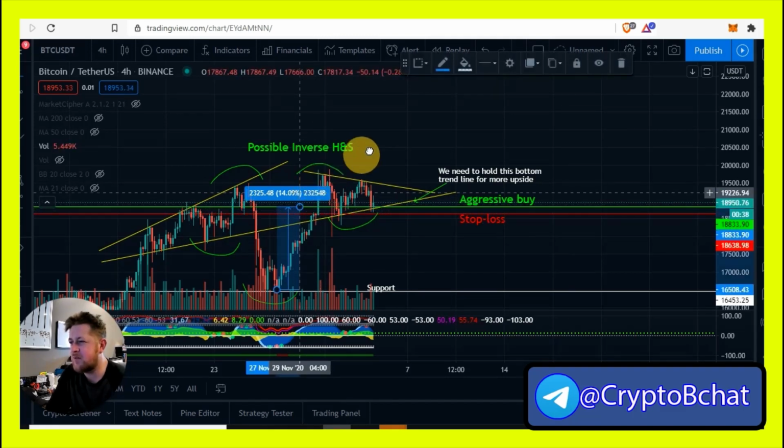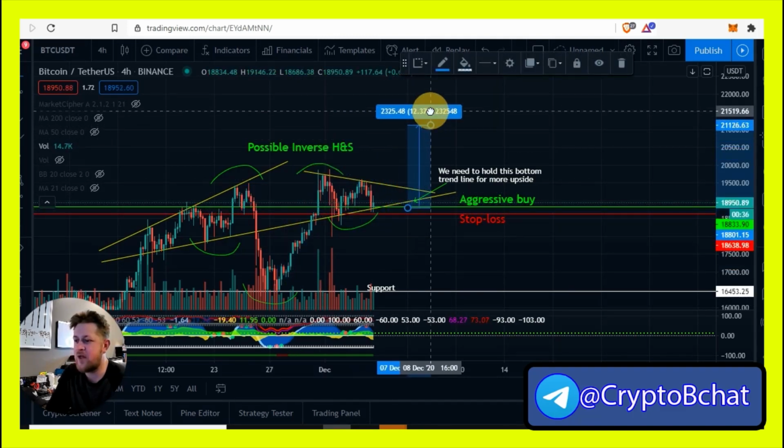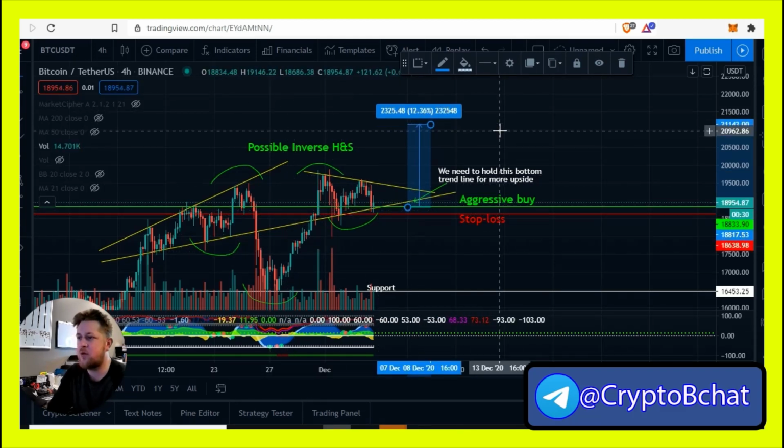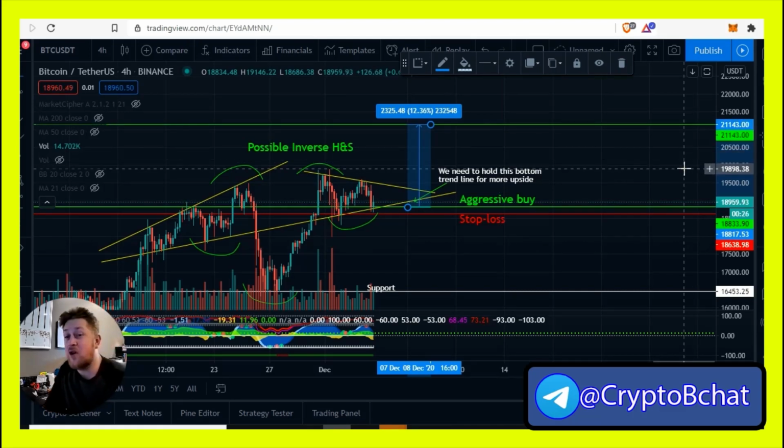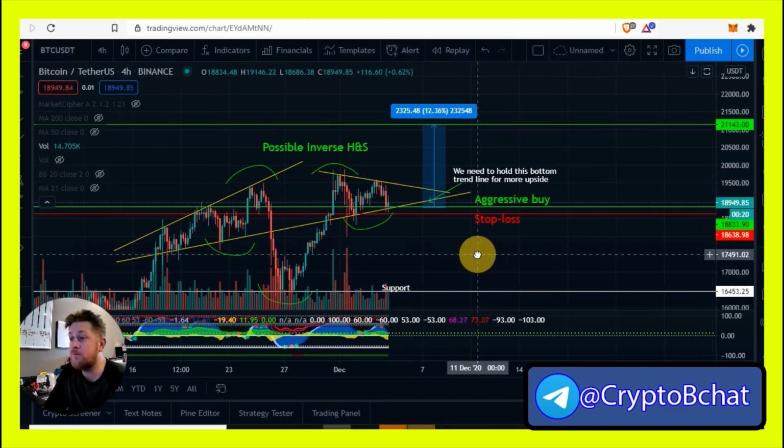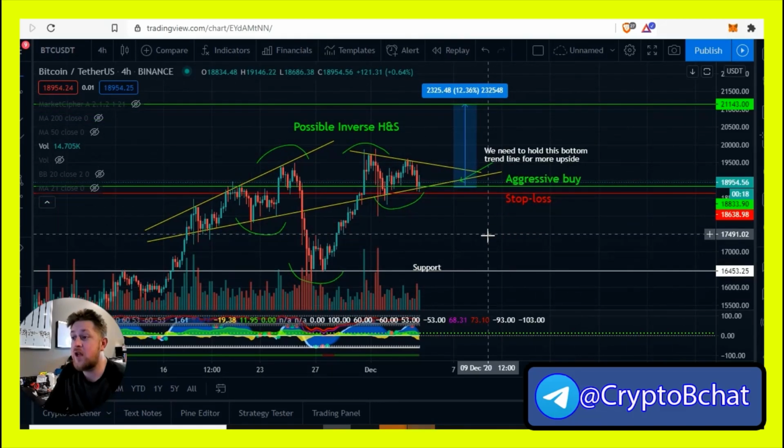You want to set them maybe 75-80%. That way you lock in profits, because it could dump right after. And then to follow your target, if this inverse head and shoulders plays out, you could be looking at a price of possibly 21,150-ish, and from there you can kind of take your profits, right?